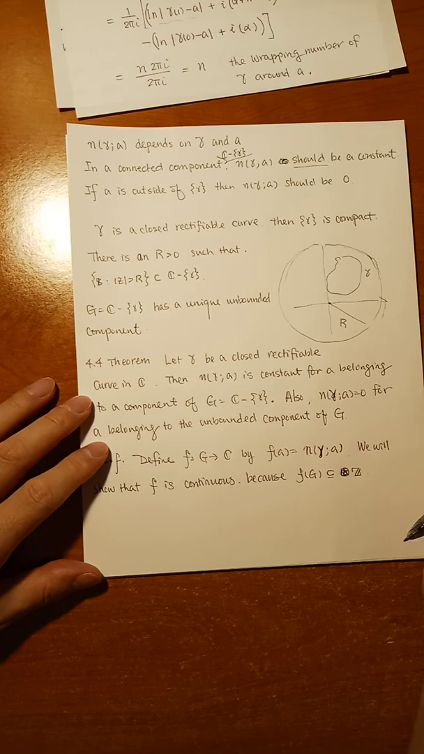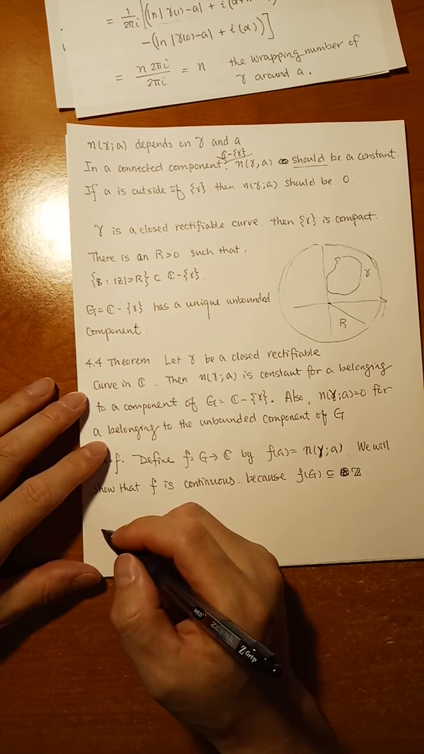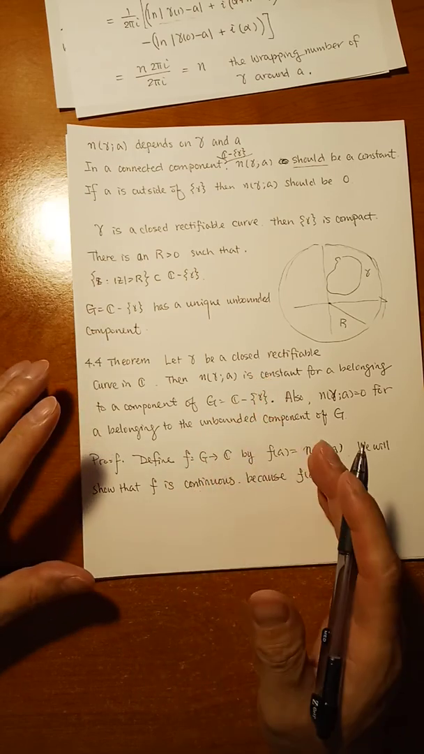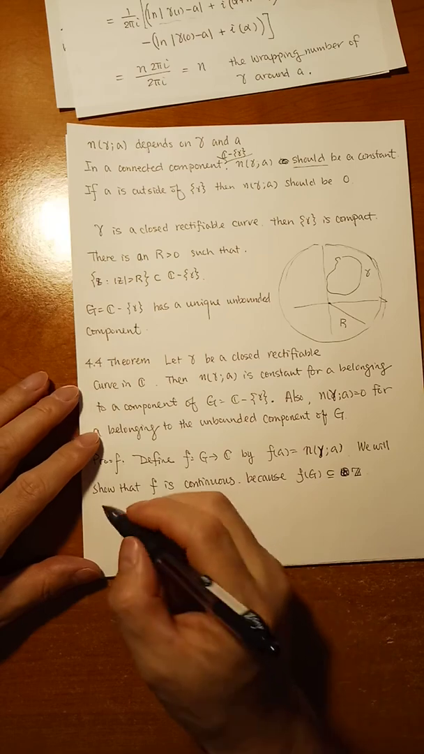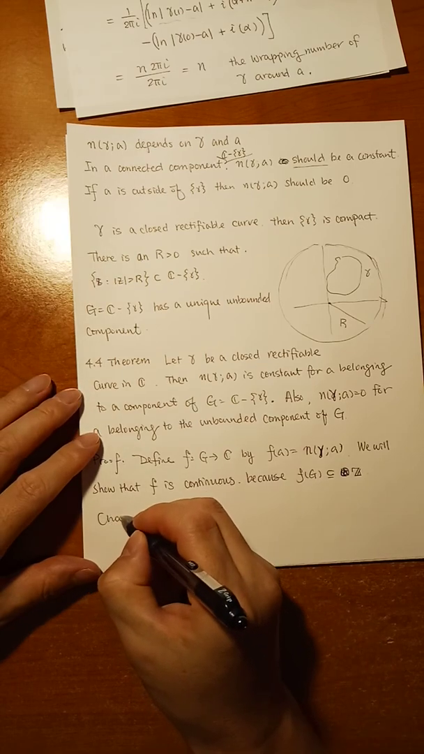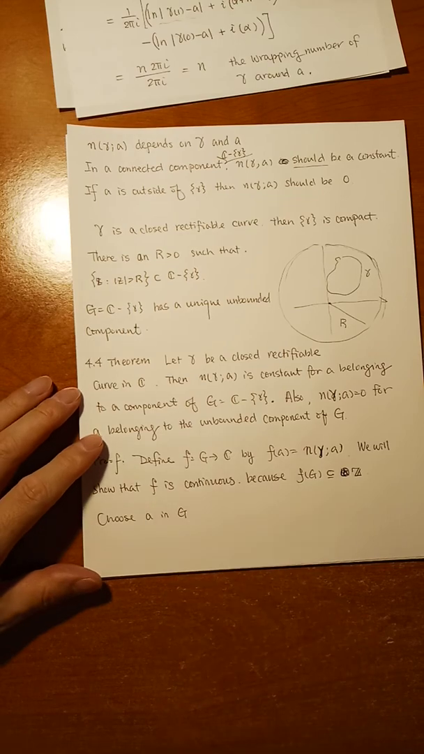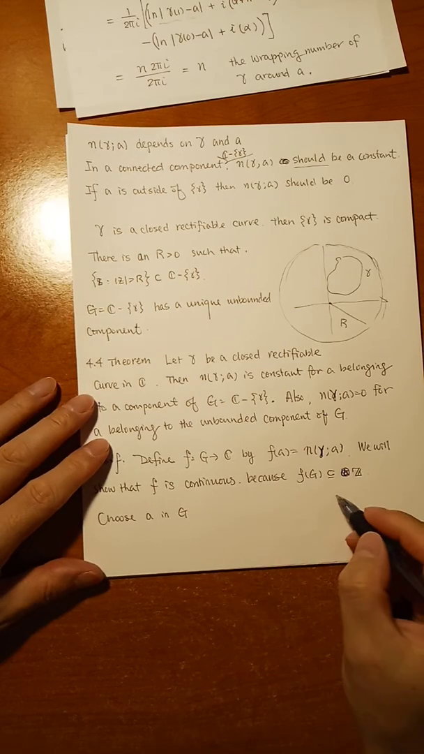Let's see, f is continuous. How do we show f is continuous? This continuity is not uniform continuity, it's regular continuity. So just select a point A in G. Okay, so A is in G.